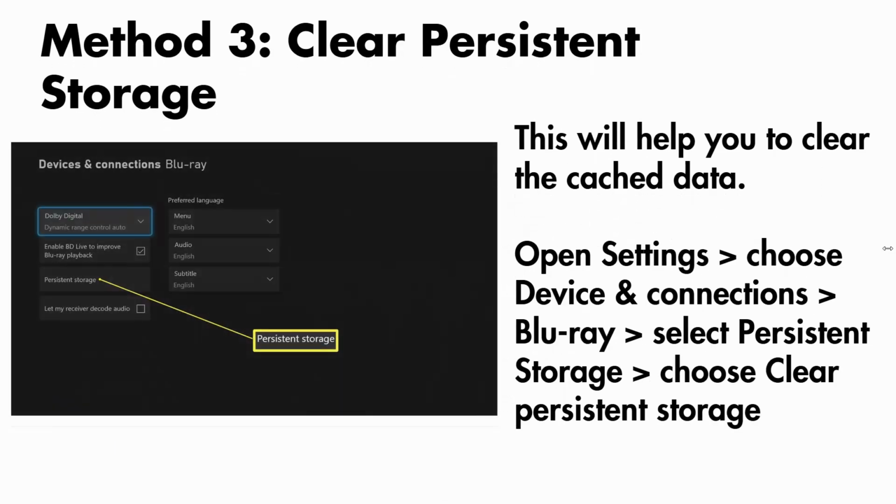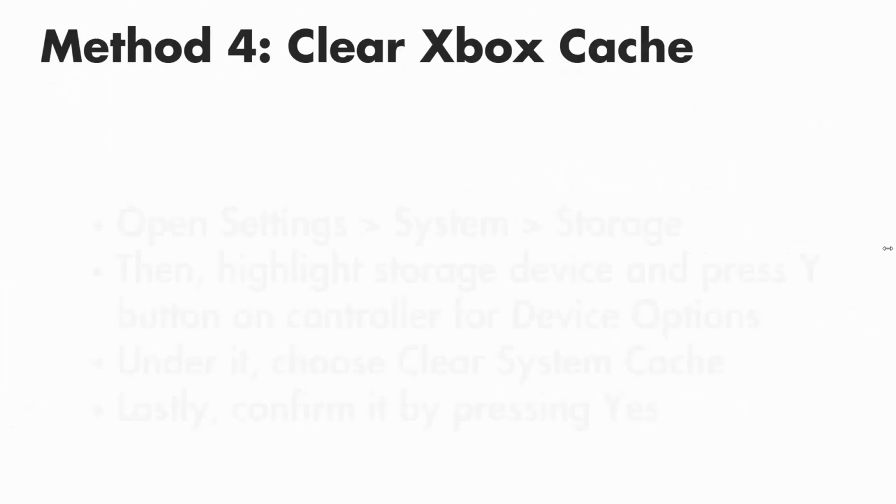So this will help you to clear the cache data. For that, open settings, choose device and connections, click on Blu-ray, select persistent storage, then select clear persistent storage and then check if the issue is fixed. If not, next is to clear Xbox cache.